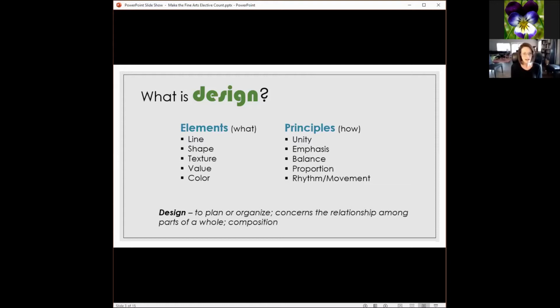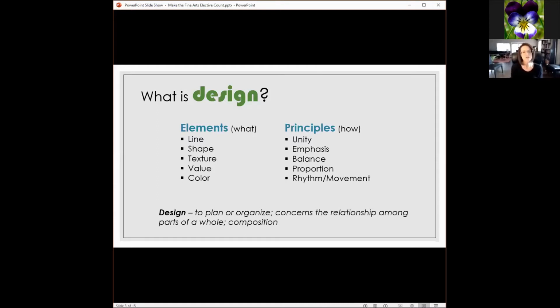So we have a vocabulary. We have ways that we do that. There are the elements. Those are the things we work with. The what. There are things like line and shape and value and texture and color and so forth. There are many. This is just a sample.